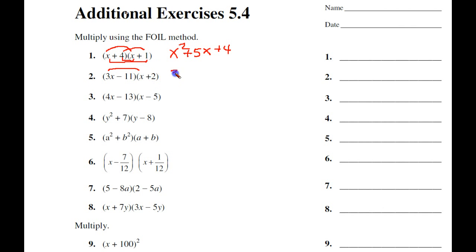First, 3x squared. Now my outers are a 6x. My inners are a negative 11x, which gives me then a negative 5x. I did that mentally. And then my last is a negative 22. And it never hurts to check. So there's 3x squared, a positive 6, a negative 11, a negative 22. That's good.